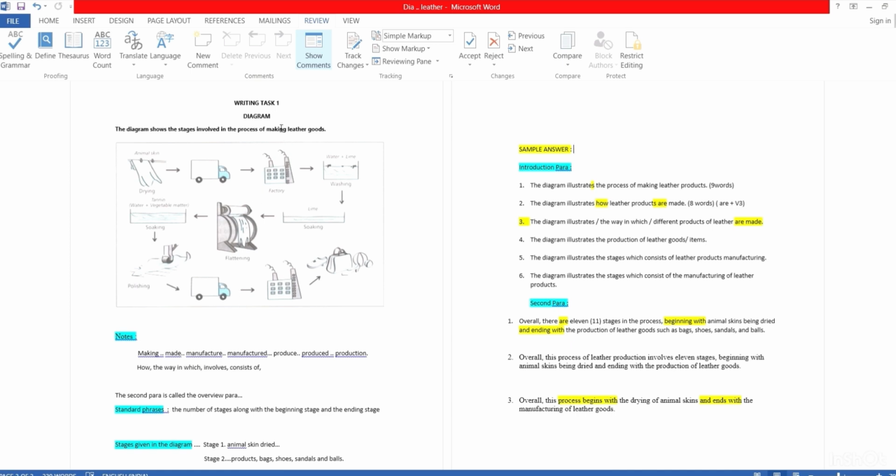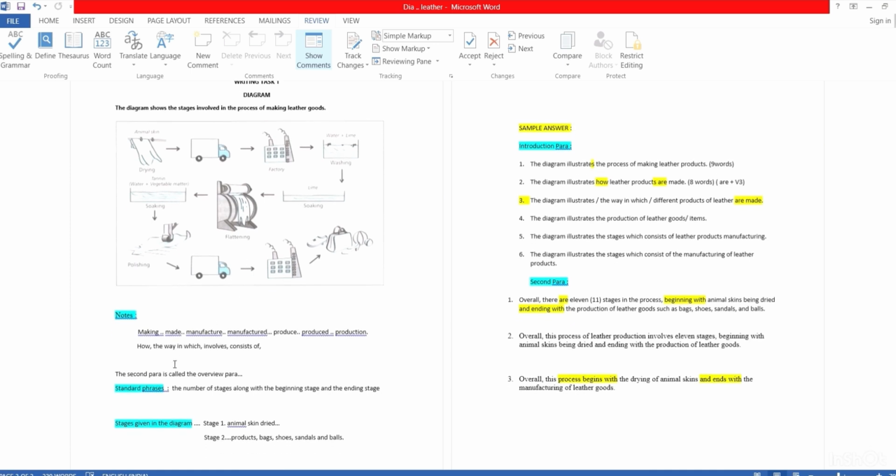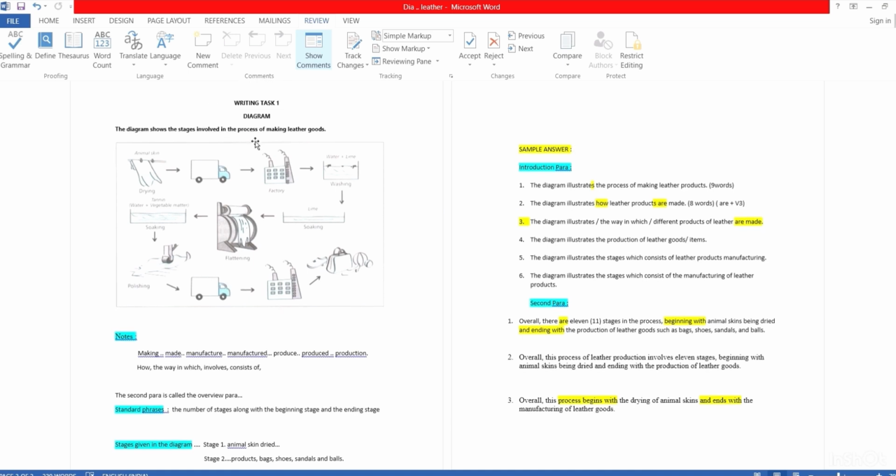The word given here is making, which can be changed into made, manufacture, manufactured, produce, produced, or production. So this is your word bank. The next one is the process of. This can be paraphrased as how, the way in which, involves, or consists of. So with this word bank, you can nicely make your own introduction paragraph.